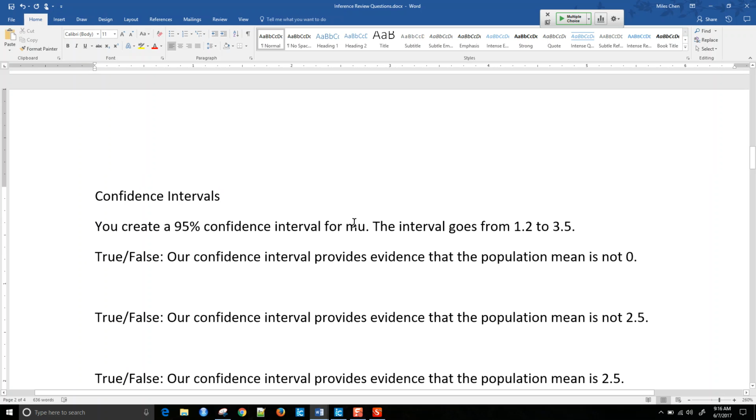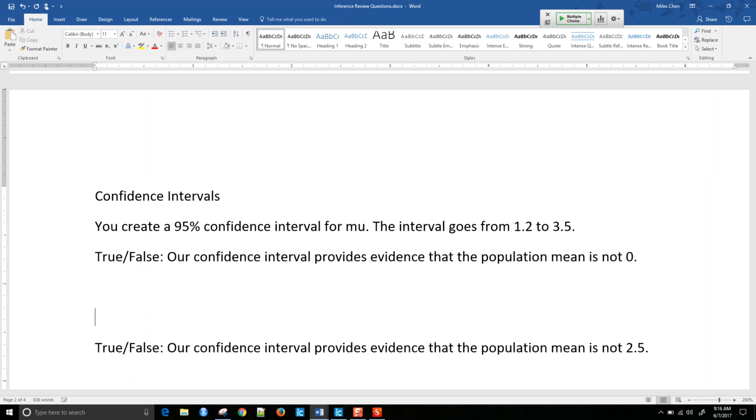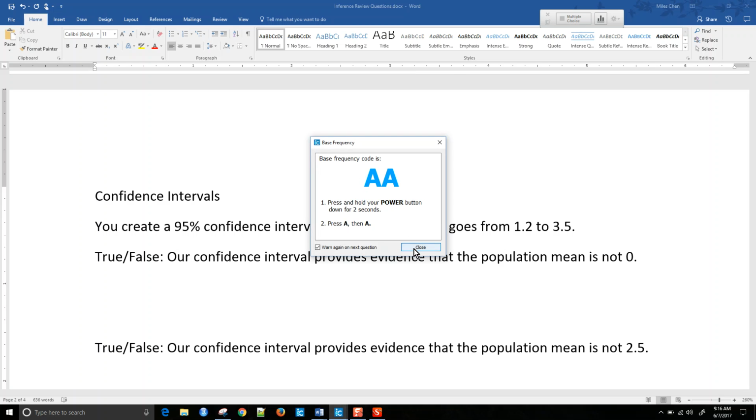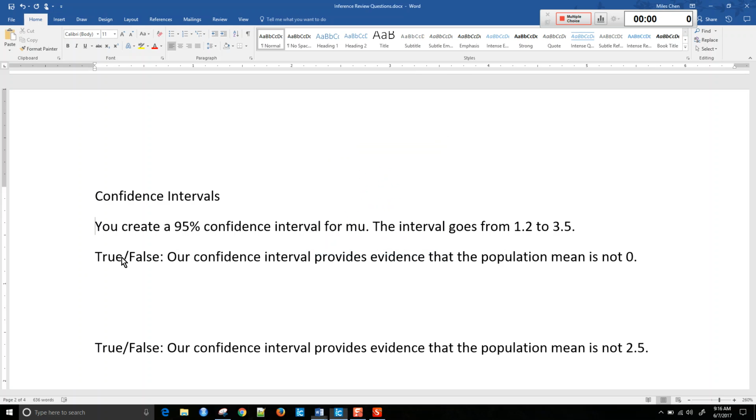All right, so our first question says, you create a 95% confidence interval for mu. The interval goes from 1.2 to 3.5. This is the interval for mu. And so the question is true or false. True will be A, and false will be B.